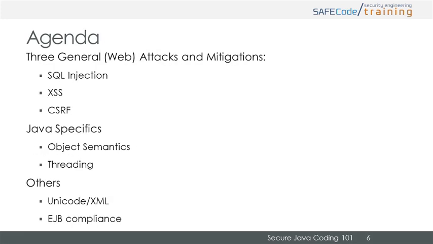Here's an outline of what we'll cover today. We'll start with three of the most common attacks: SQL injection, cross-site scripting, and cross-site request forgery, and their mitigation techniques. These are very important simply because they occur so often. We'll then look at Java object semantics and threading issues, followed by some common pitfalls that can occur when interfacing with other systems.